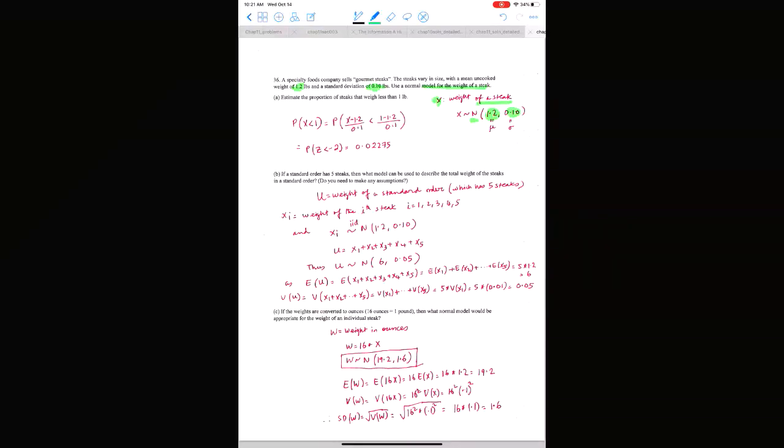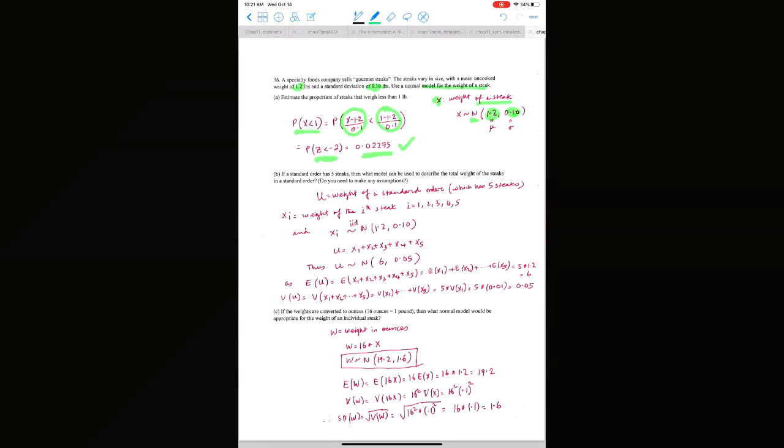I have X, which is the weight of a steak. So X follows normal 1.2, 0.1. For X less than 1, I can either use the z-score by transforming this to normal 0, 1 and calculate the probability, or I can use software to calculate the probability of X less than 1, which will give me the answer. Now part B is an important question because it talks about IID random variables.